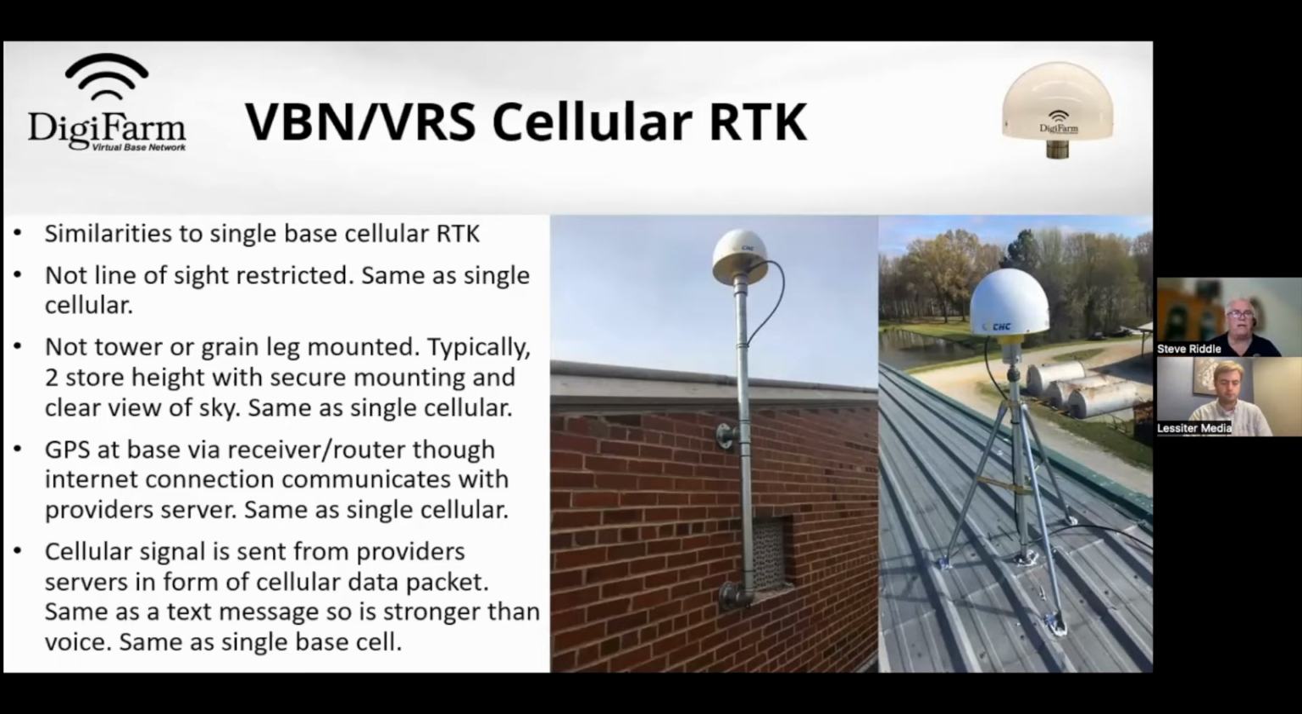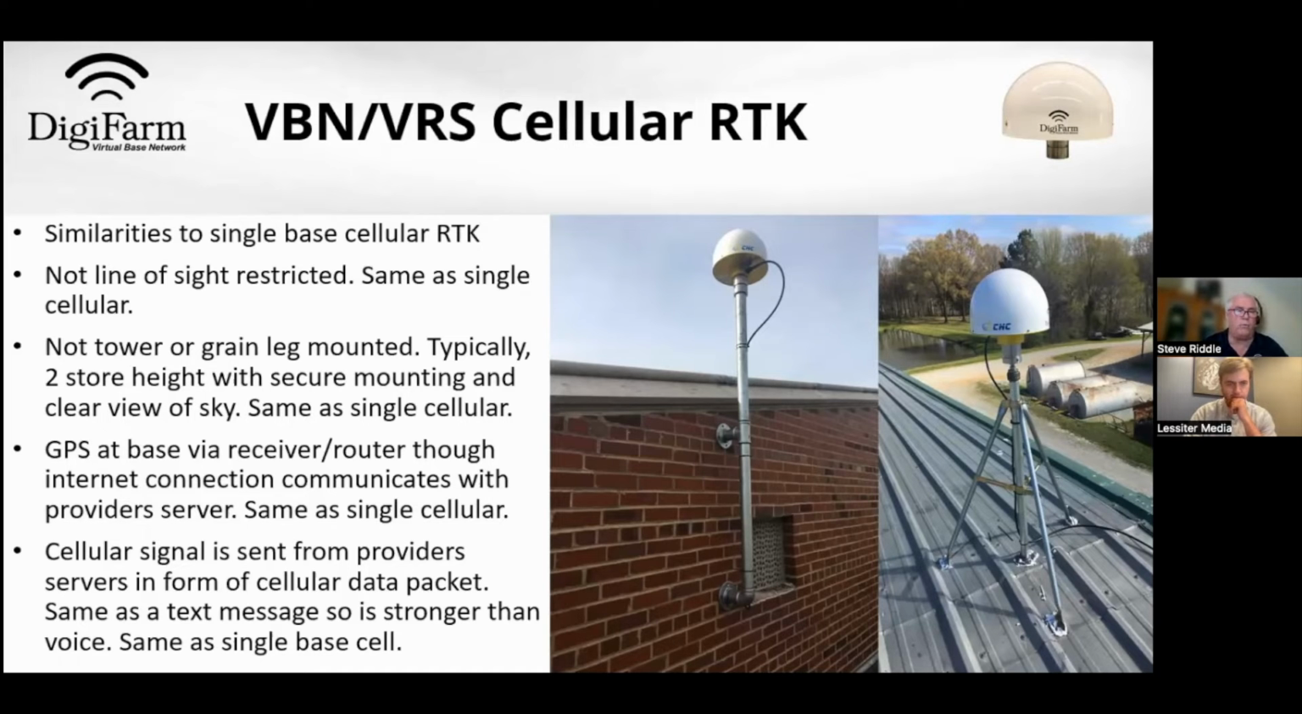There's also, just like a single base cellular, going to be a GPS unit there at the base station, and then through a receiver and router setup plugged into a good reliable internet connection, that's going to communicate with that RTK signal provider's server, same as cellular, and we'll get into how that flows and how that works. And there again, single or VBN or VRS networks, that cellular signal is sent from the provider's server to you in the field in the form of a cellular data packet.